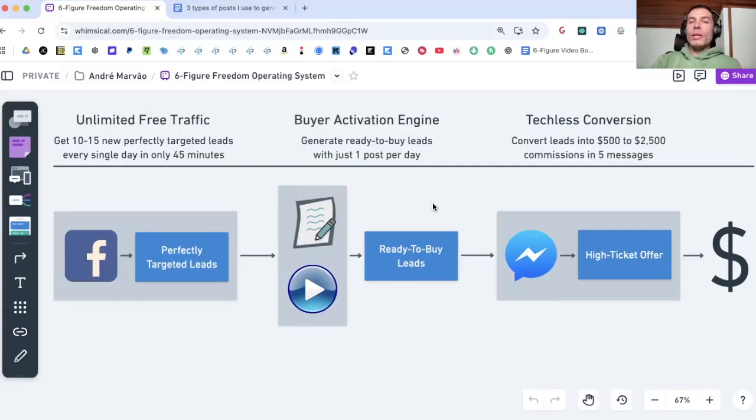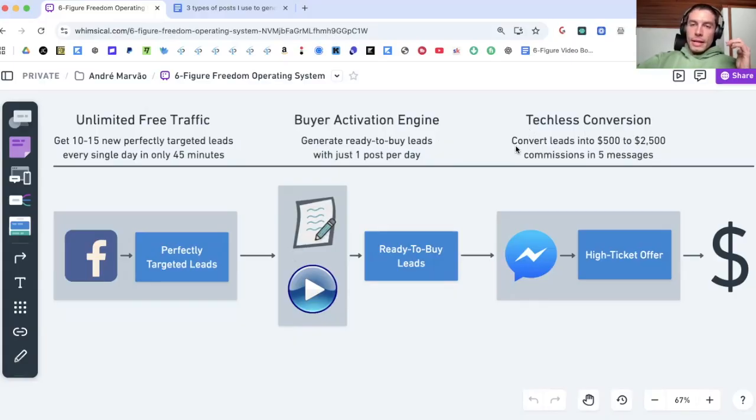What is a ready-to-buy lead? A ready-to-buy lead is someone who raises their hand on your content and says, I want to learn more about what you have to offer. And this can happen in 2 ways: they comment directly on the post, or they reach out to you directly. So this is the second phase. We make 1 post per day, which can be a written post or a 5 to 10 minute video, and we generate ready-to-buy leads.